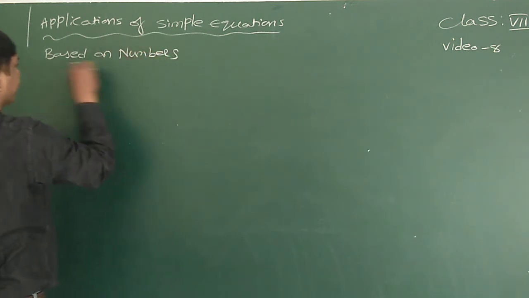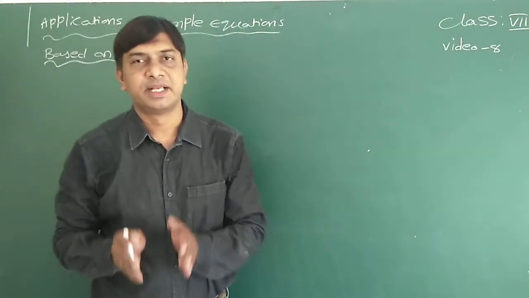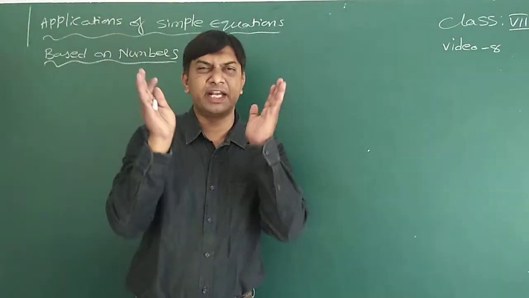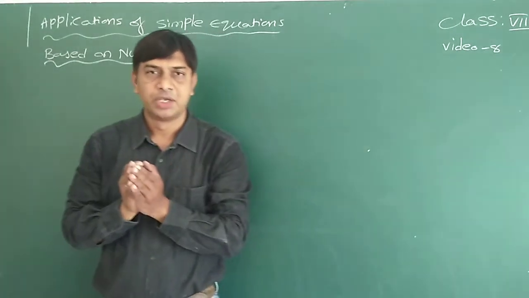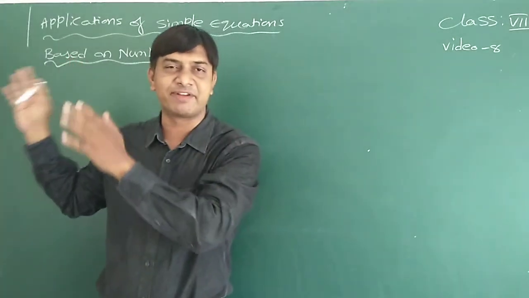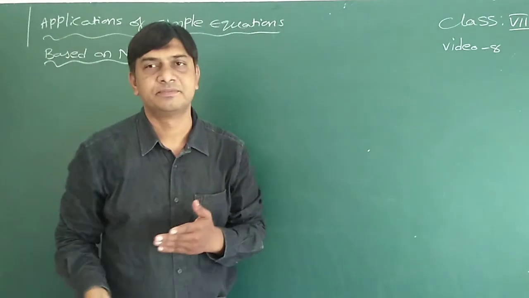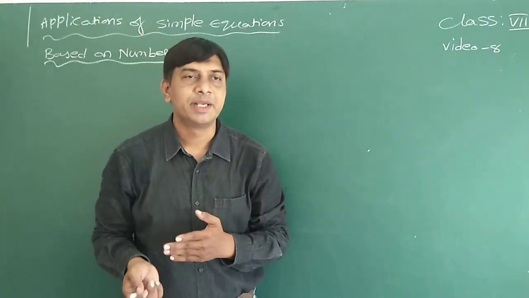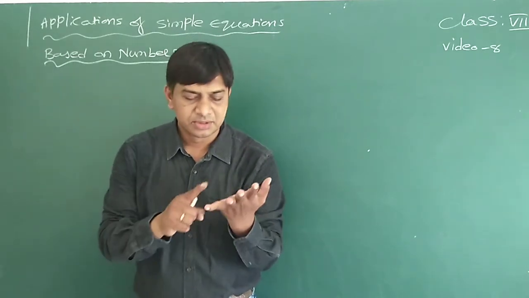Based on numbers means in these applications of simple equations, they will give the data in a word form, the verbal form. You need to make that verbal form into a standard simple equation statement, standard form, and then we solve the problems. Is it clear?